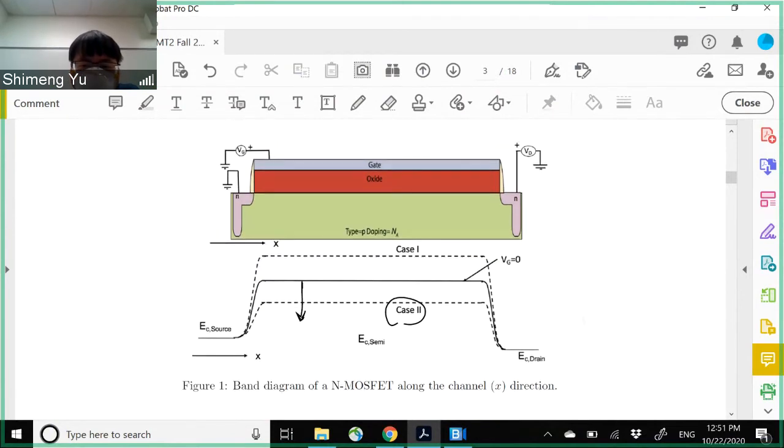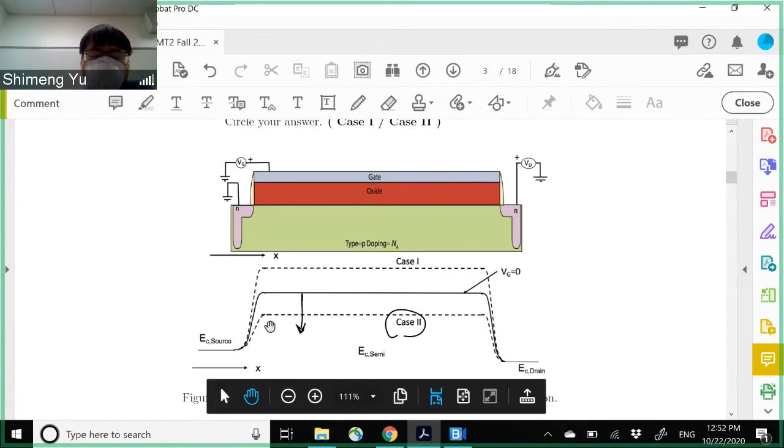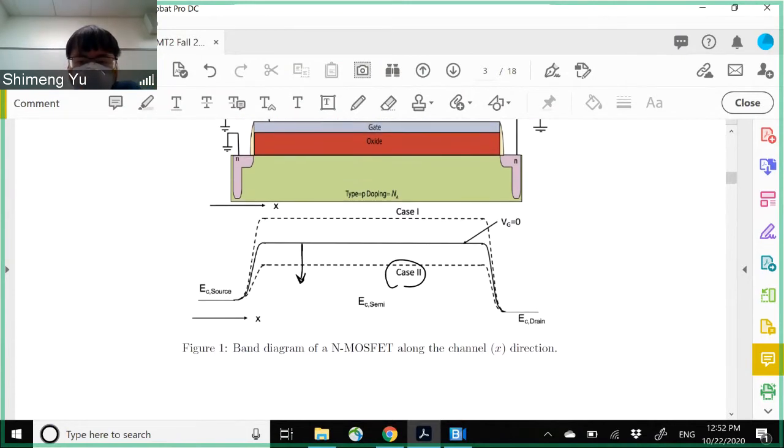And then for this NMOS, when you push down the band edge, the barrier between the source and the channel is going to reduce. That's why more electrons will move over the barrier if you have the drain voltage. So that's how the transistor current can flow, because the barrier is reduced when you apply positive gate voltage to the NMOS. So this is case 2. Okay.